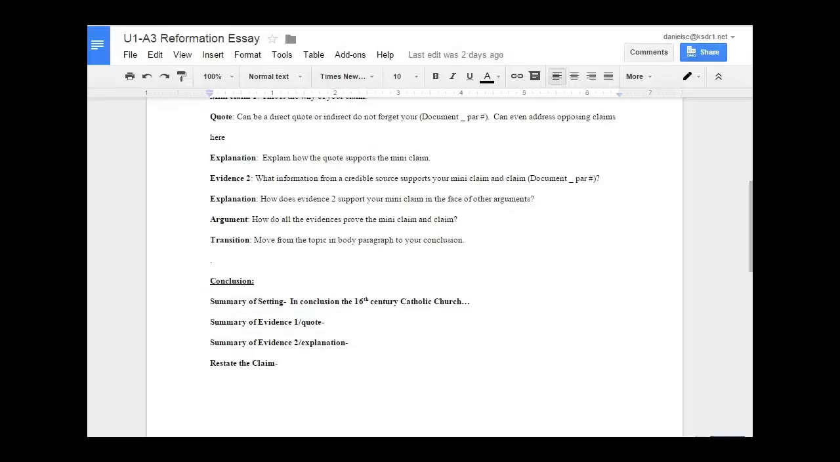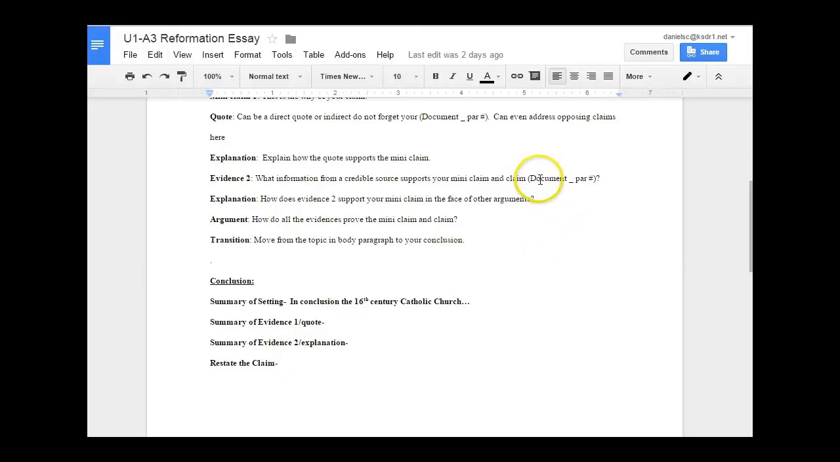Let's go back to our outline. Once you have your second evidence, your explanation, you need to make an argument. How do all the evidences prove the mini claim, either the Reformation was positive or negative? And then transition, you're going to want to move from the topic in the body paragraph to your conclusion. In the conclusion, you're going to summarize the setting. So in conclusion, the 16th century Catholic Church did whatever it did. Evidence 1, talk to me about your quote. Summary of evidence 2, talk to me about your second evidence, explain it, and then restate the claim for your reader. Please, again, eliminate any personal pronouns, and also make sure that you are not using any contractions.